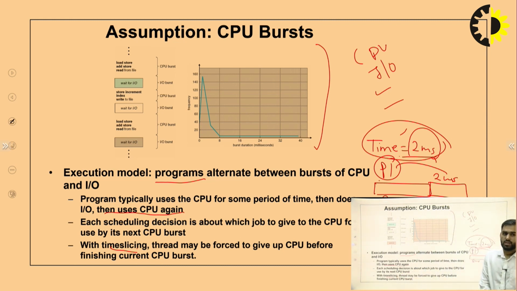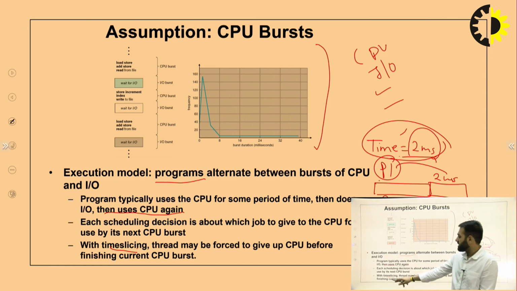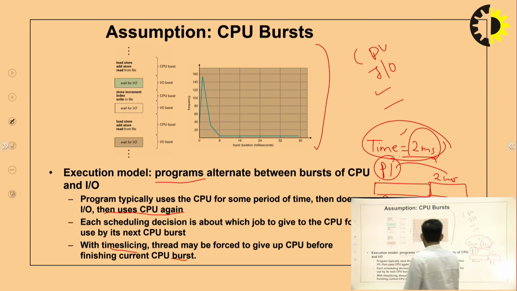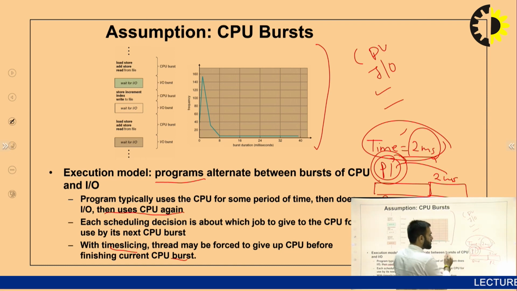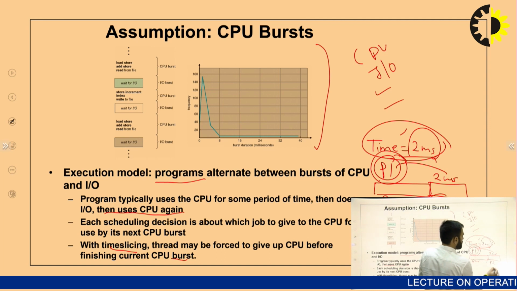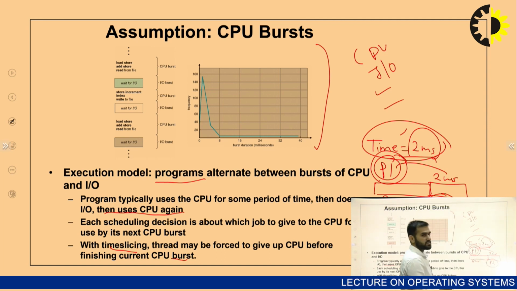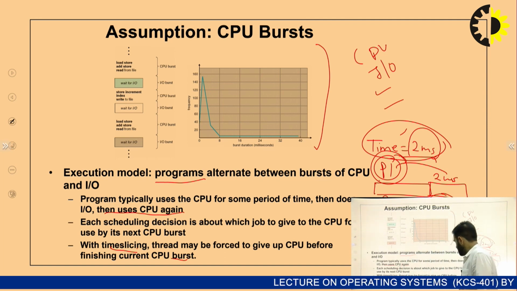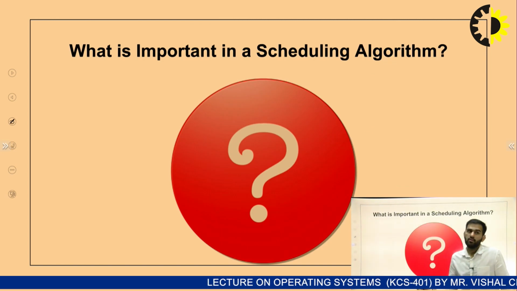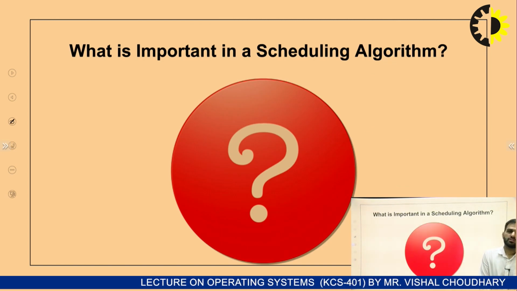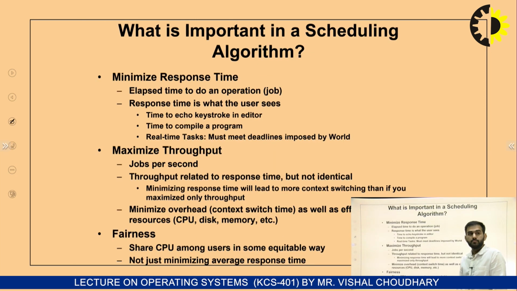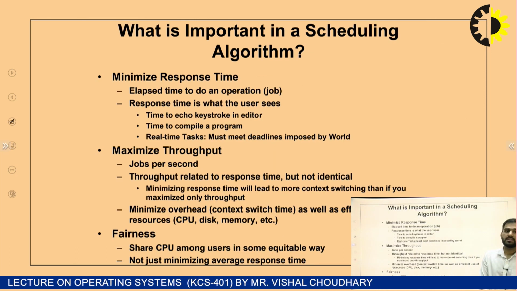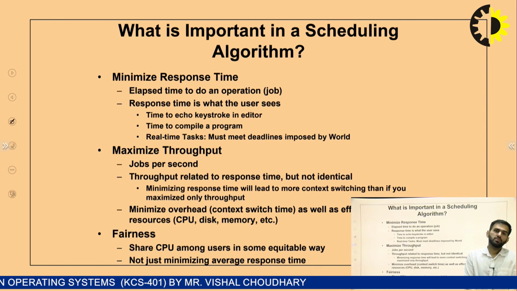A thread may be forced to give up the CPU before finishing its current CPU burst. As I told you, here P1 is forced to give up the CPU, and the CPU will go to P2 for the next 2 milliseconds. Now, what is important in a scheduling algorithm? Let's see. It can minimize the response time. Now, what is the response time? The first time a process gets the CPU is its response time.